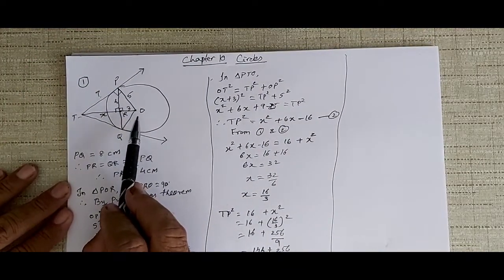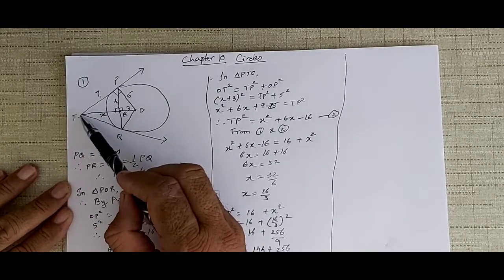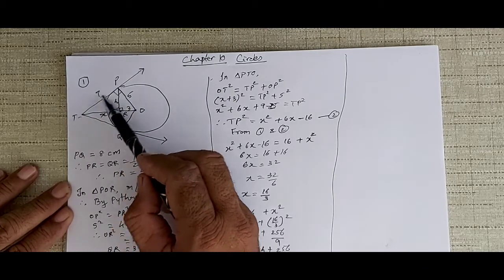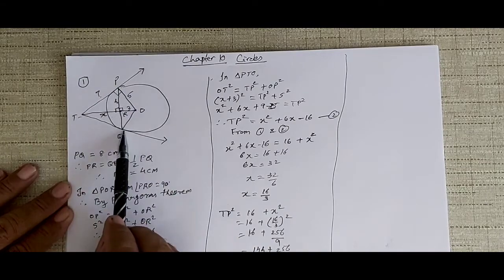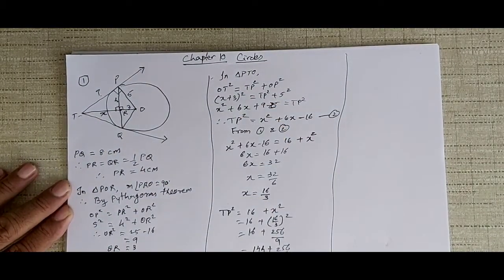We are given a circle with center O and radius 5 centimeters. T is a point outside the circle. From T there are two tangents. TP is a tangent, TQ is a tangent. P is the point of contact, Q is the point of contact. And line segment PQ is the chord of the circle.